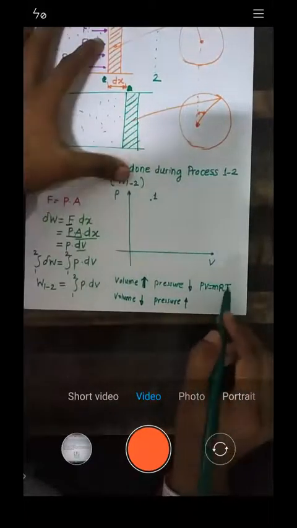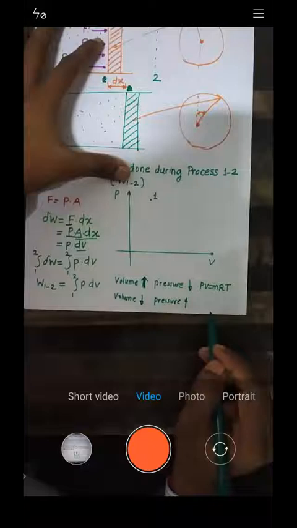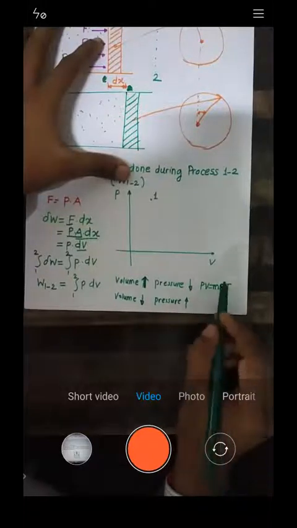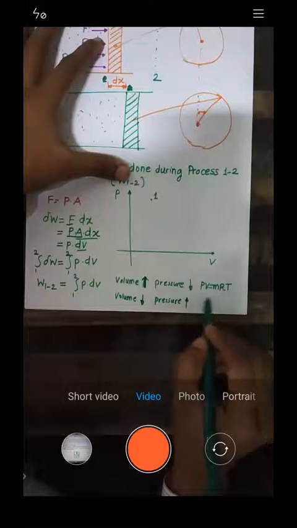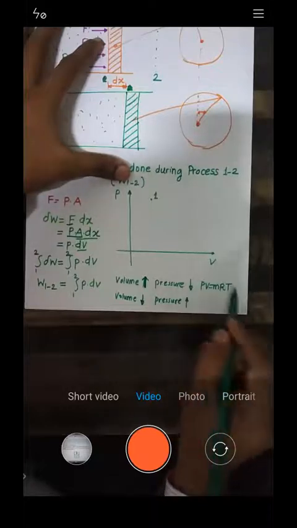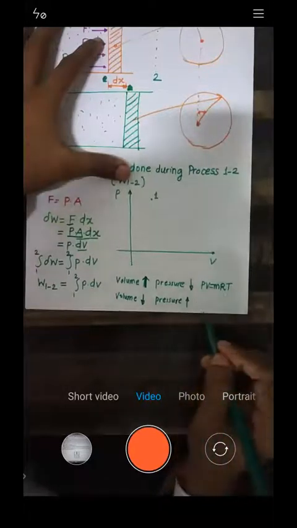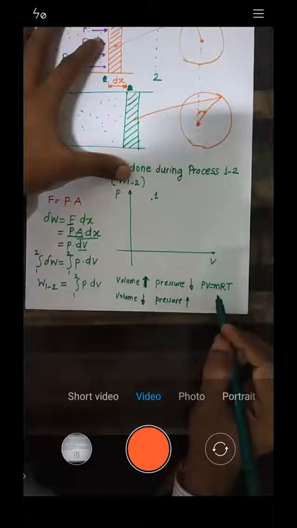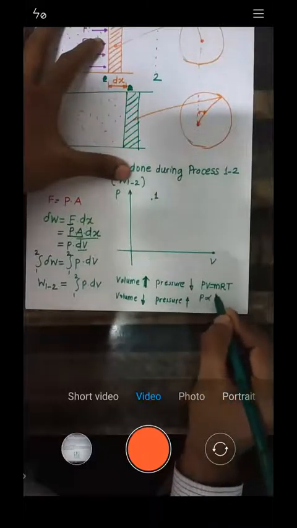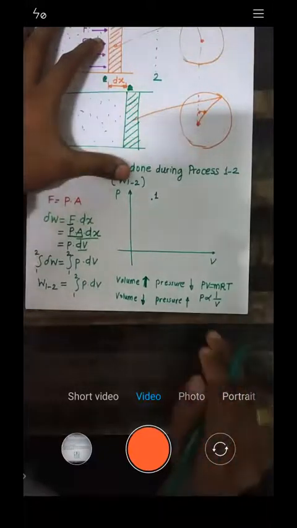This law, PV is equal to MRT, right? PV is equal to MRT. That is the reason. I will take this in detail again in this chapter only. PV is equal to MRT, so P is inversely proportional to V. Are you agree with this one?